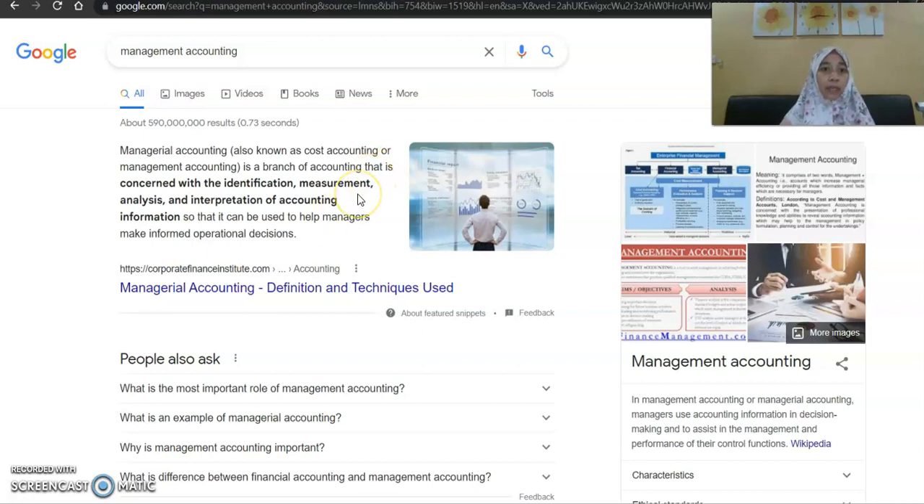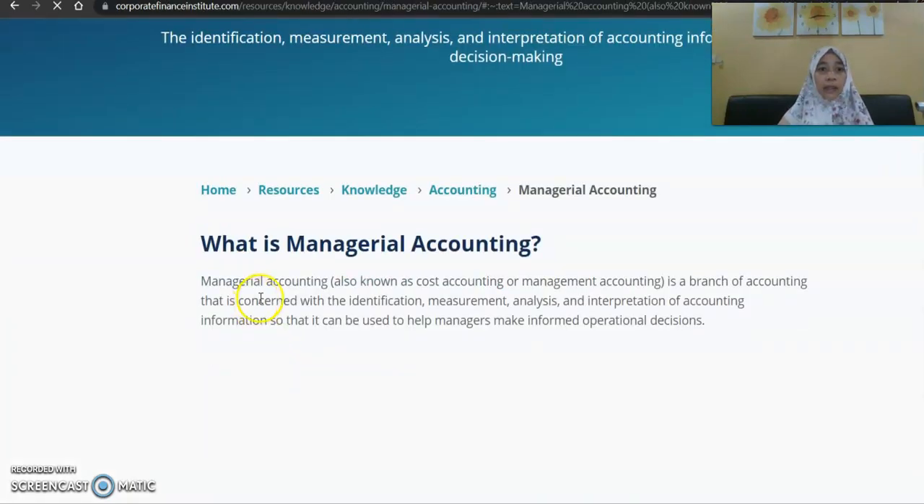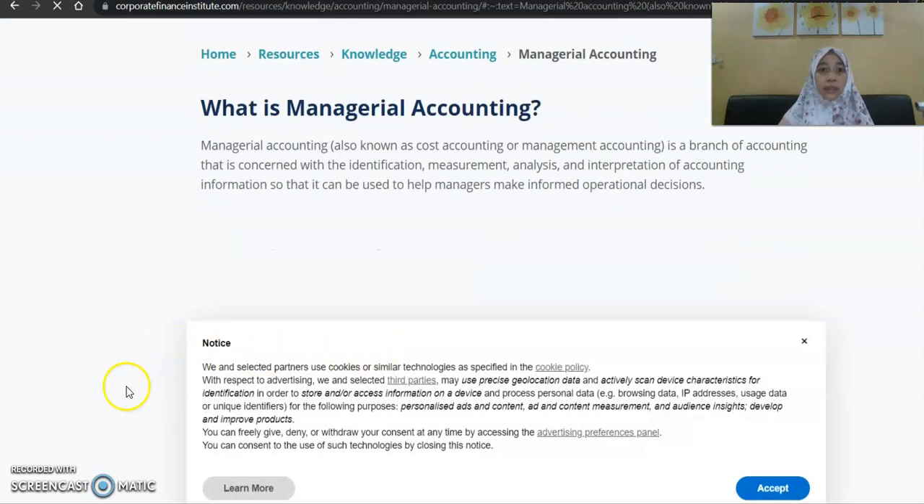You have done some measurement, you interpret the information so that, based on that information, it will be presented to the managers, and that information will be used by the managers to assist them to make informed decisions, so that when they make a decision, that decision is based on the information provided. Okay, so that is basically management accounting or managerial accounting.